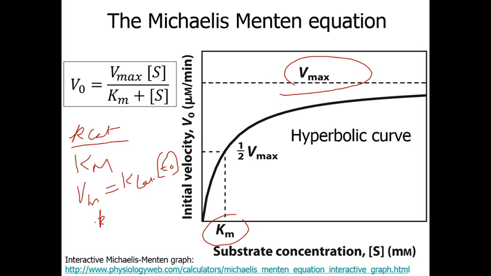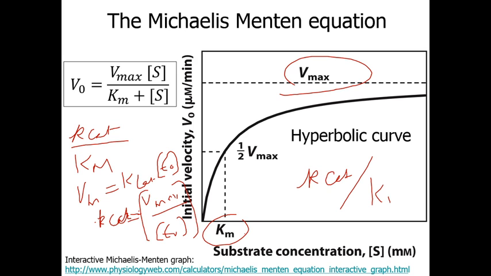So kcat is equal to Vmax divided by E0. Sorry, E0 is your enzyme concentration. So you know the enzyme concentration because you calculated it and did the assay. So we divide Vmax by E0, you get kcat, and you have Km, and then you can calculate kcat on Km. This is how you measure the activity of an enzyme.